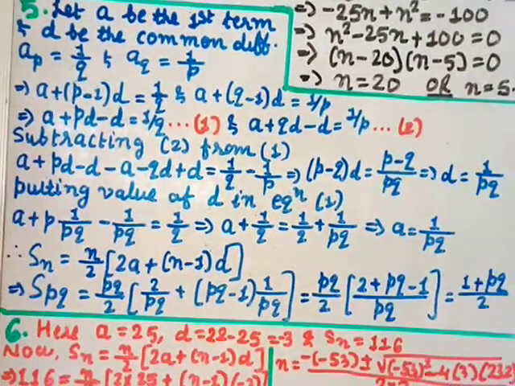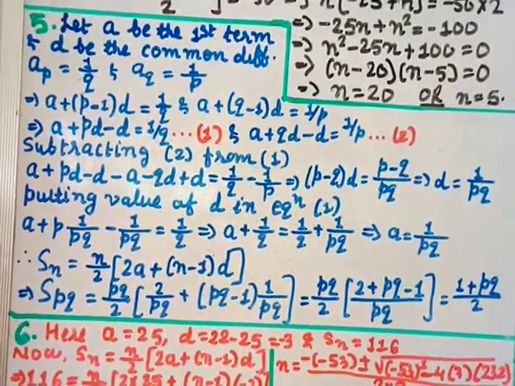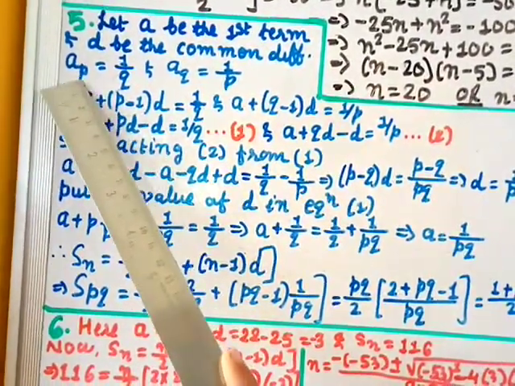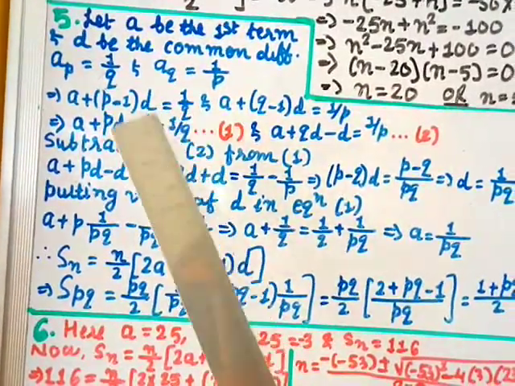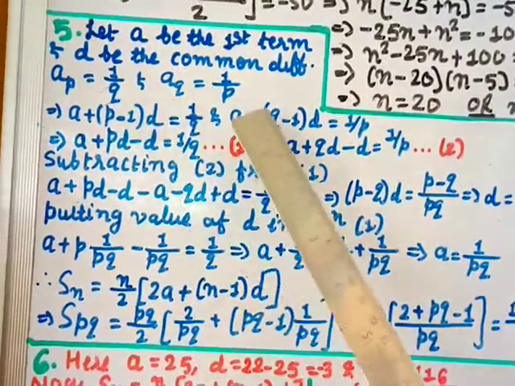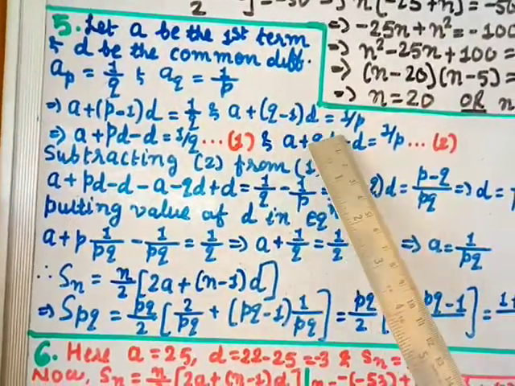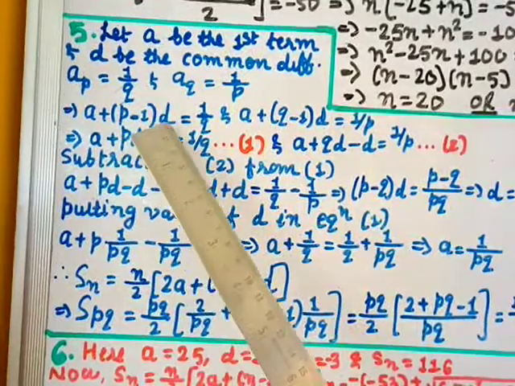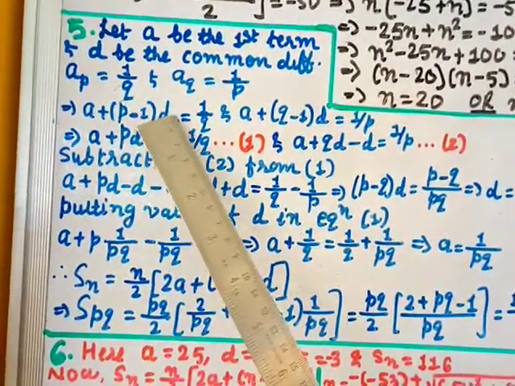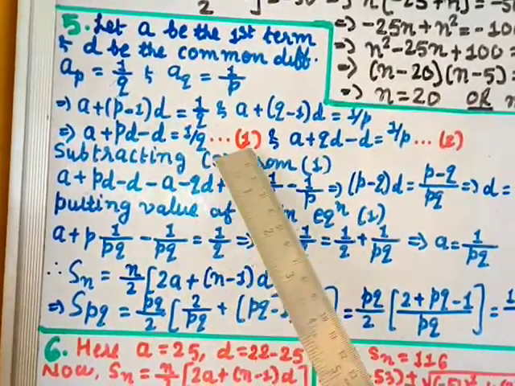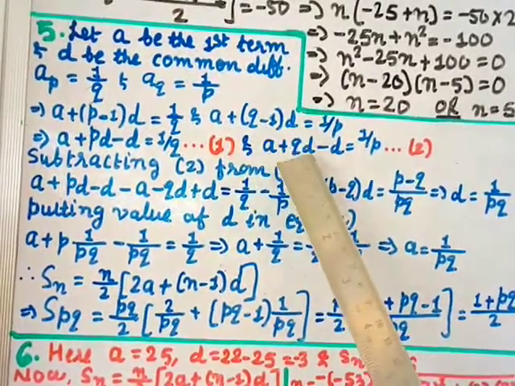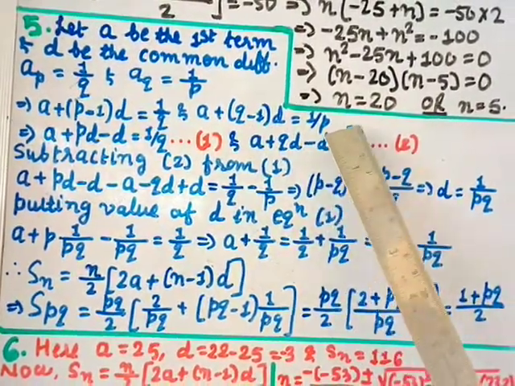Now for the AP, we use the formula an equals a plus (n minus 1) into d. So here, a plus (p minus 1) into d equals 1 by q. And for aq, the same formula, a plus, instead of n minus 1, it is (q minus 1) into d equals 1 by p. Let us multiply this inside. So a plus pd minus d equals 1 by q, call it equation 1. And here also multiply inside. So a plus qd minus d equals 1 by p, call it equation 2.